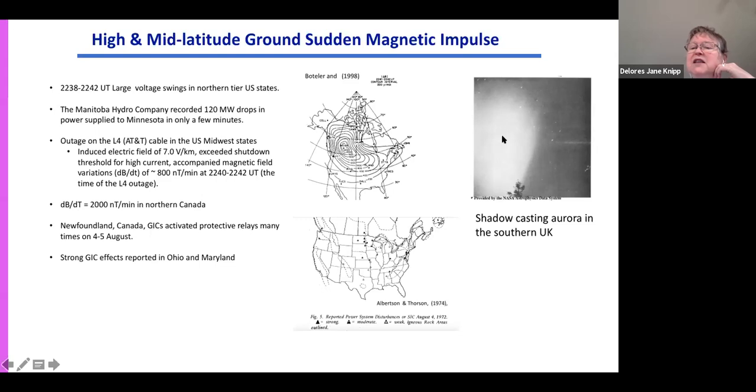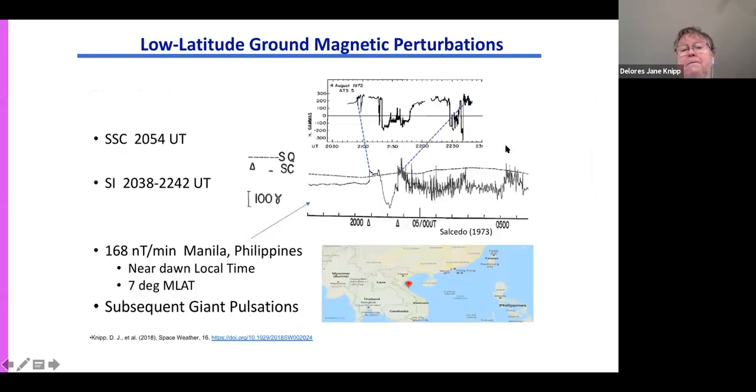There were shadow casting aurora in southern UK, but it never went further south than that, or further equatorward, as we can tell. That's an indication that likely a large part of this geomagnetic storm occurred under northward IMF. Janet Kuzera has done a lot of work on that, and she says the equatorward extent of even the red aurora should be confined to about 55 north or south, and that appears to be the case. But the aurora that were there were shadow casting bright.